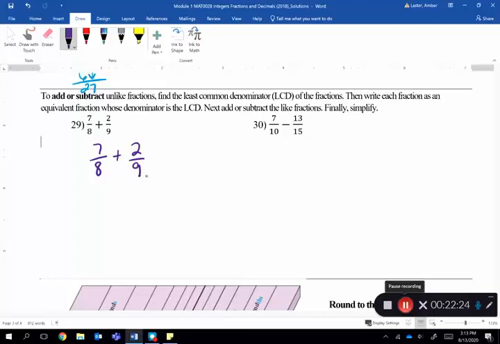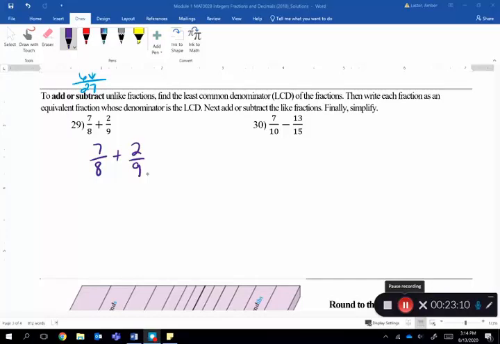This just takes some time to get used to. So you could try 8 times 2 is 16. Well, 9 doesn't go into 16. 8 times 3 is 24. 9 doesn't go into 24. 8 times 4 is 32. 9 doesn't go into 32. 8 times 5 is 40. 9 doesn't go into 40. 8 times 6 is 48. 9 doesn't go into 48. 8 times 7 is 56. 9 doesn't go into 56. 8 times 8 is 64, which 9 doesn't go into.